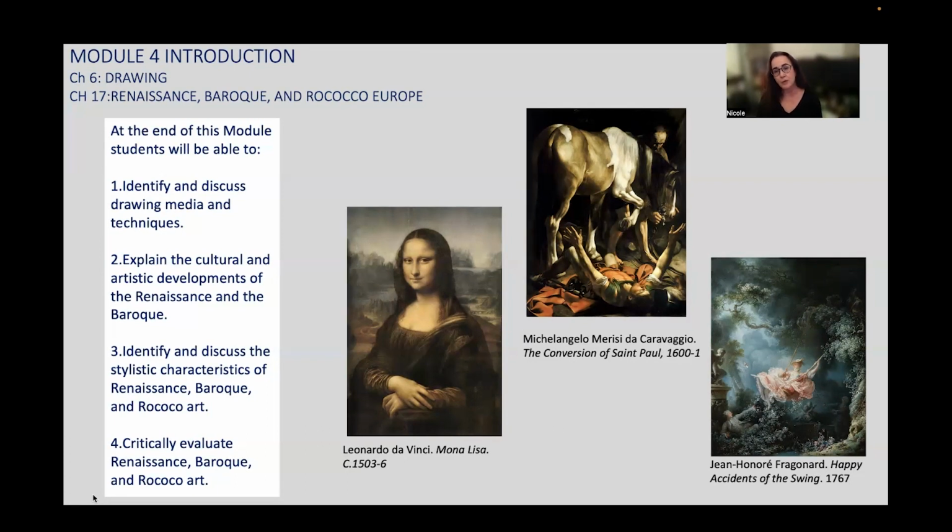The Baroque and Rococo era immediately followed the Renaissance, and we will see the ways in which Renaissance ideals influenced the art of these periods. So at the end of this portion of Module 4, you will be able to explain the cultural and artistic developments of the Renaissance and the Baroque eras. You'll be able to identify and discuss the stylistic characteristics of Renaissance, Baroque, and Rococo art. You'll also be able to critically evaluate the artwork from these three time periods.